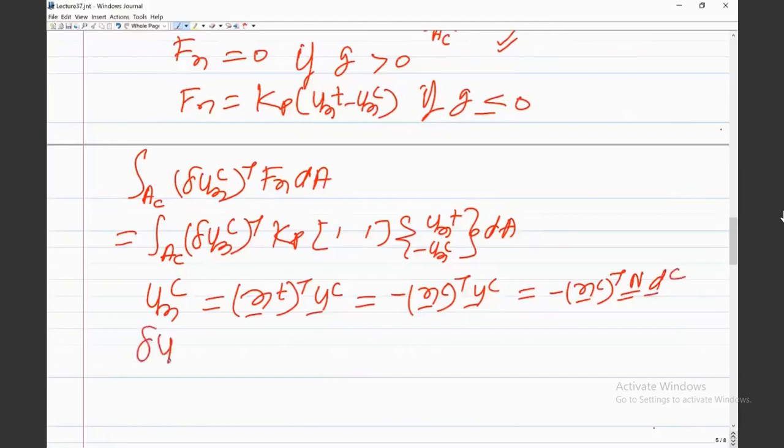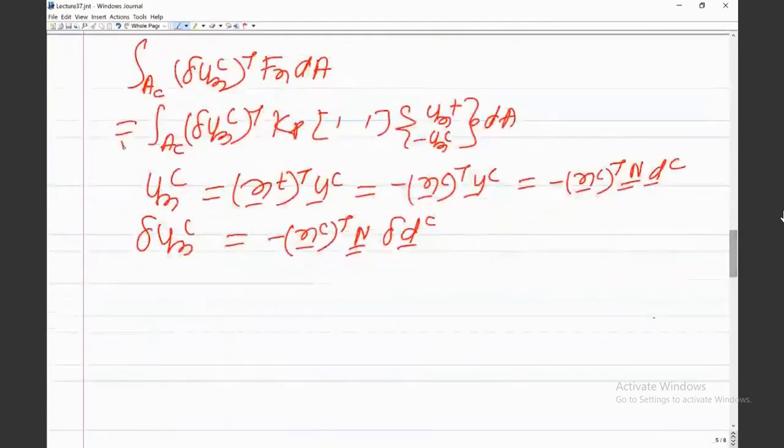Therefore delta UNC will be minus NC transpose into N into delta DC, because that is the unknown vector of elemental degrees of freedom for the contactor element. So we take the variation of that.